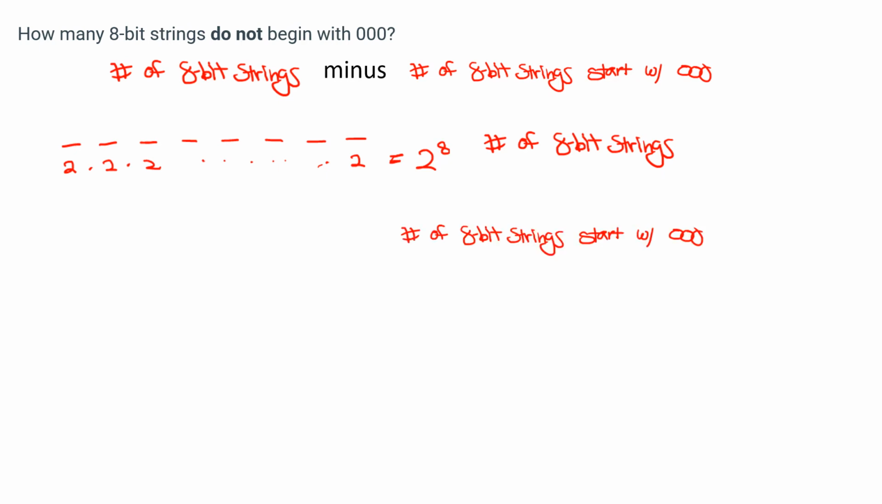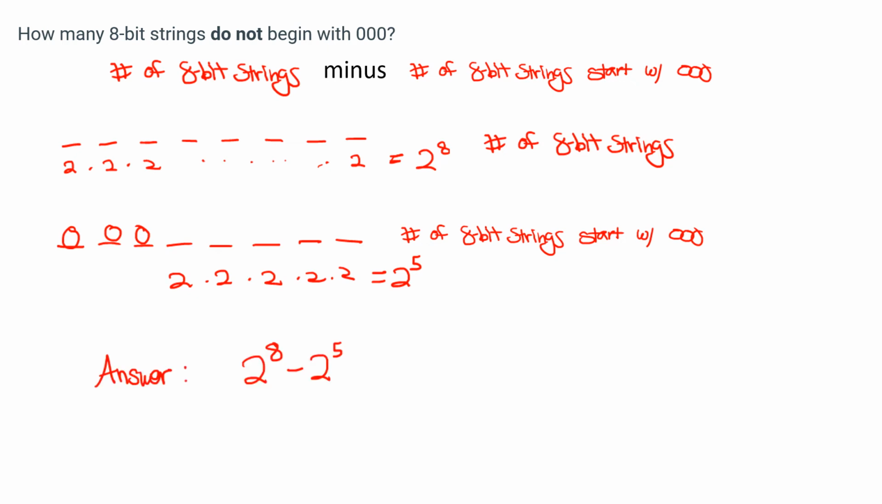But then let's find the number of 8-bit strings that start with 0, 0, 0. Well, we'll have 8 slots, but we'll start out with the first 3 digits as 0. So we don't have any choices for those first 3. But now, how many choices do we have for the remaining slots? We'd have 2 choices for each of those remaining slots. So it would be 2 times 2 times 2 times 2 times 2. That would be 2 to the 5th. So our answer would be 2 to the 8th minus 2 to the 5th.